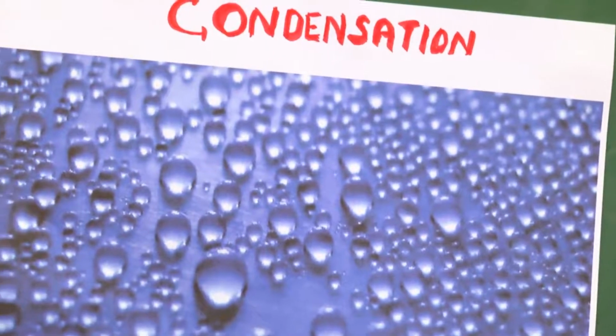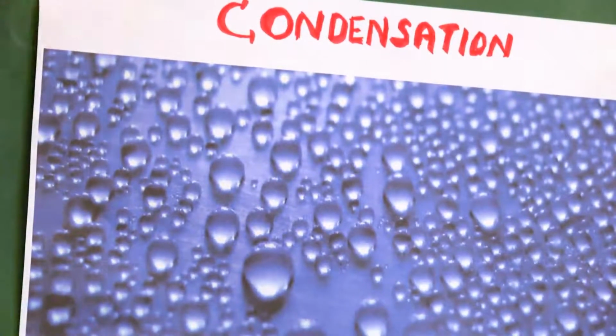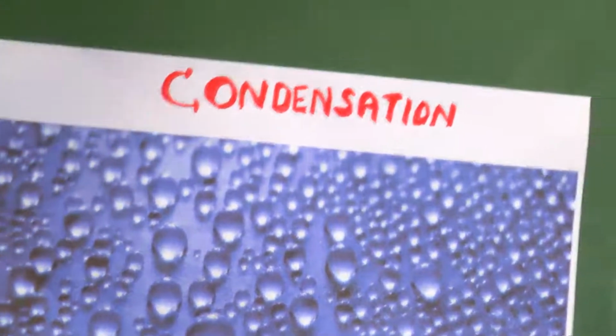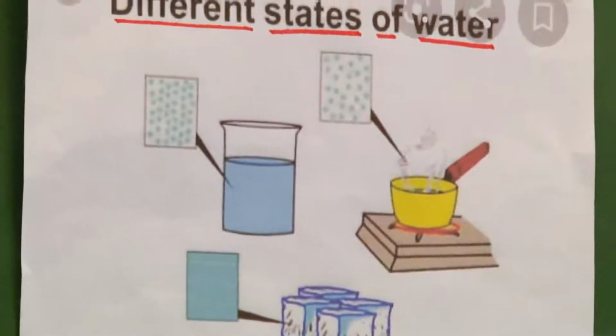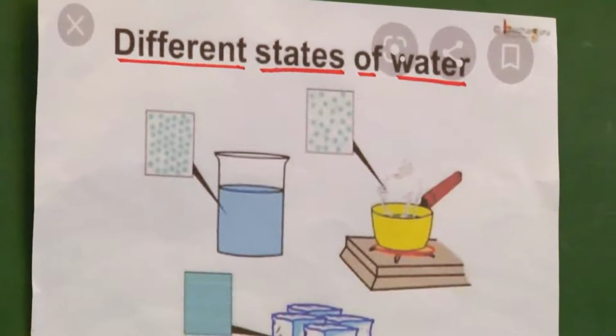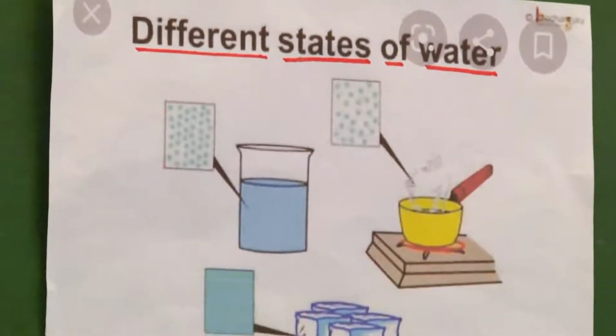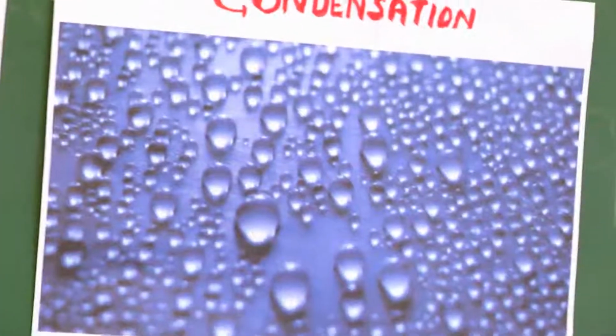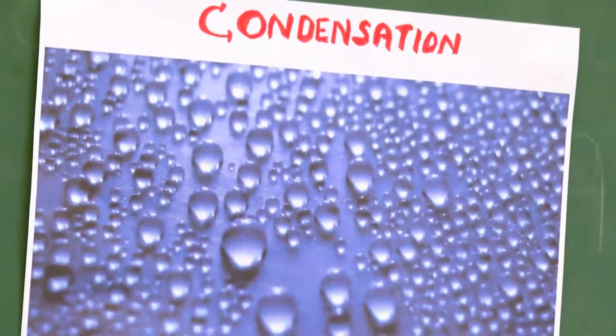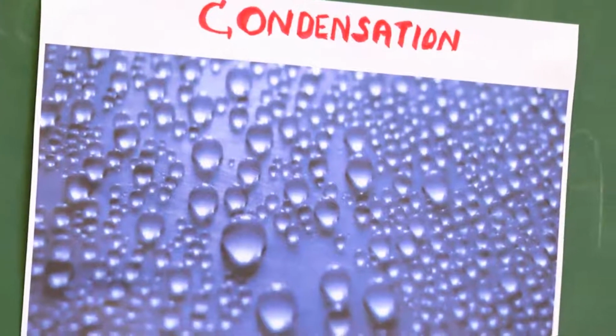Or when the water is boiled, if you close the lid of the boiling water, then you will see drops of water collected at the bottom. This is because of the process called condensation. So what is condensation? Change of gas into liquid.